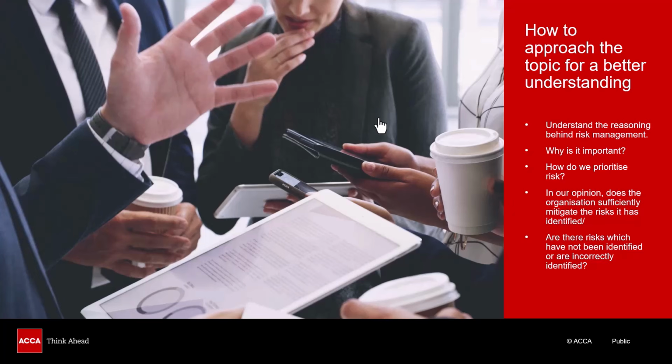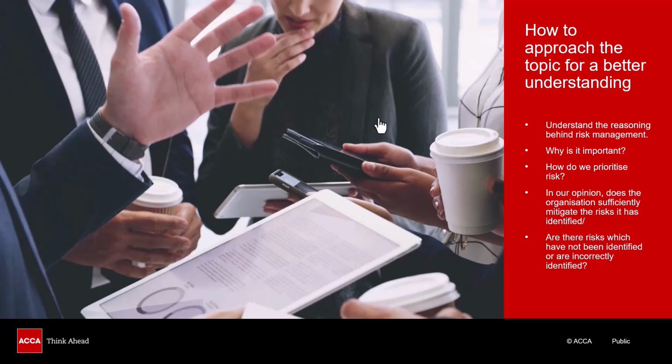How do we prioritize risk? Well, we said that we look at the likelihood of its outcome and the actual outcome itself. How bad or good is that outcome? How likely is it that this risk will actually materialize? How does this relate to the organization's stakeholders' risk appetite and so on?